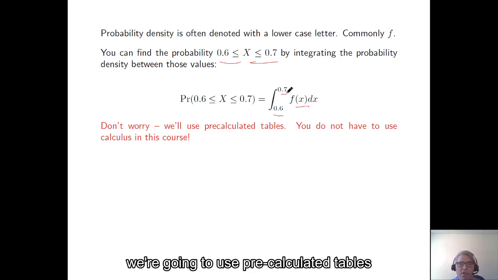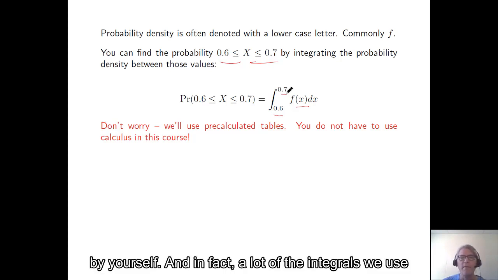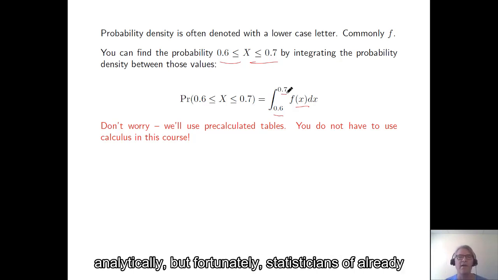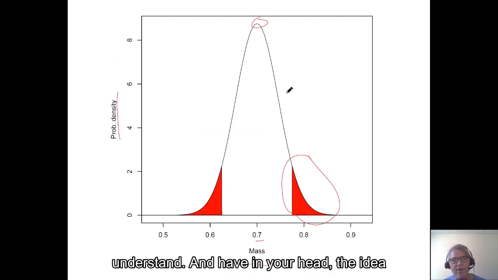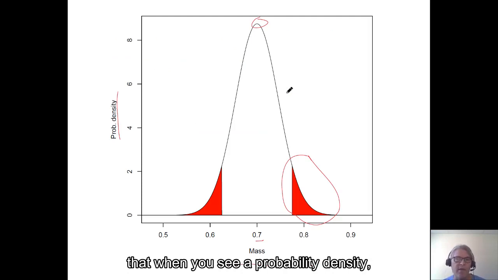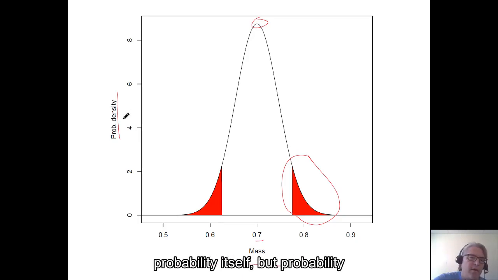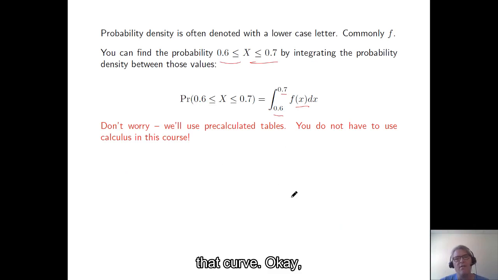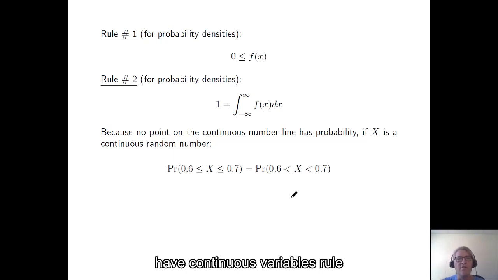Now don't worry, we're going to use pre-calculated tables in this course. You're not going to have to do these integrals by yourself, and in fact a lot of the integrals we use in even basic statistics are extremely difficult to do analytically, but fortunately statisticians have already looked up the values for them. So we don't have to do the mathematics of the integration, but it's really important that you understand and have in your head the idea that when you see a probability density curve, it's depicting how much probability per unit. It's not probability itself, but probability density, and when we make probability statements, we're making them about regions of that curve.